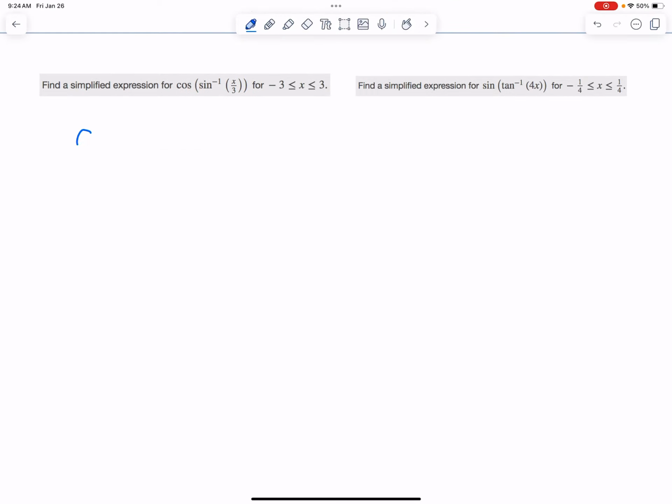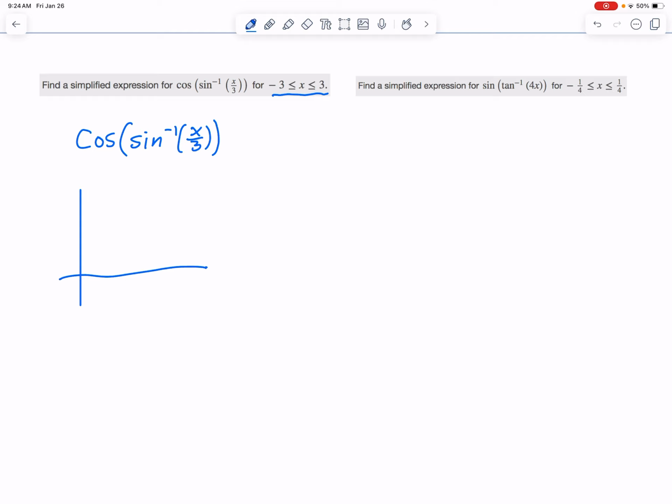All right, we have cosine of inverse sine of x over 3. And then they give us this. X is between -3 and 3. So they want us to find a simplified expression, probably without the cosine inverse sine. So, again, we draw a triangle. I'm going to put it in the first quadrant because the numbers are positive.